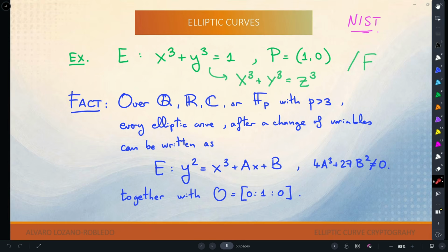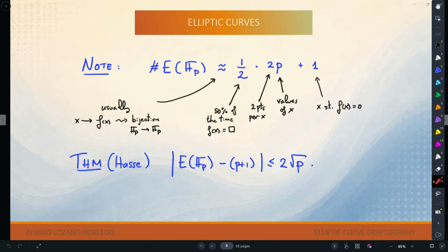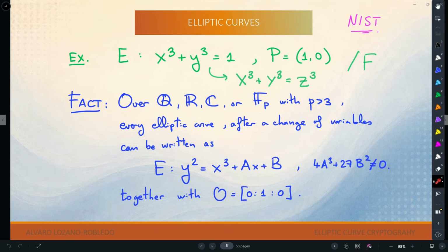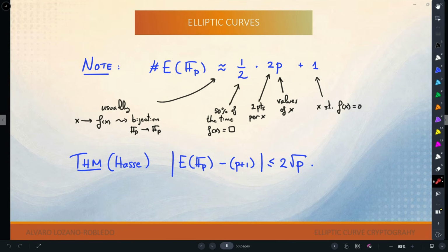And I showed you the equations to do addition on elliptic curves. And computers can do this very efficiently. And so the question is, though, we're interested in this set of the rational points. So these are all the points, E(F_p), all the points on a given elliptic curve over F_p. How many points are there?